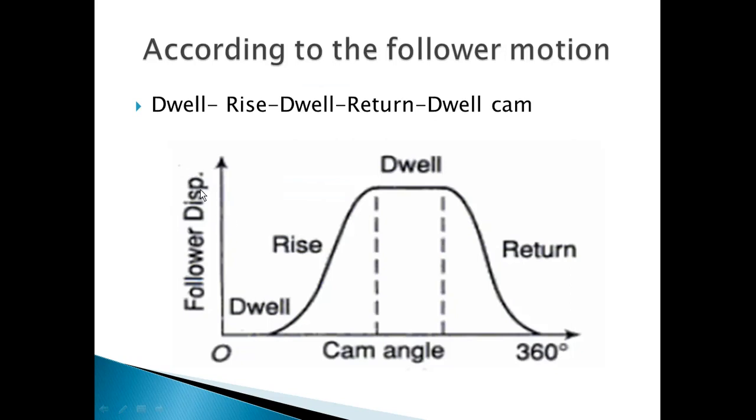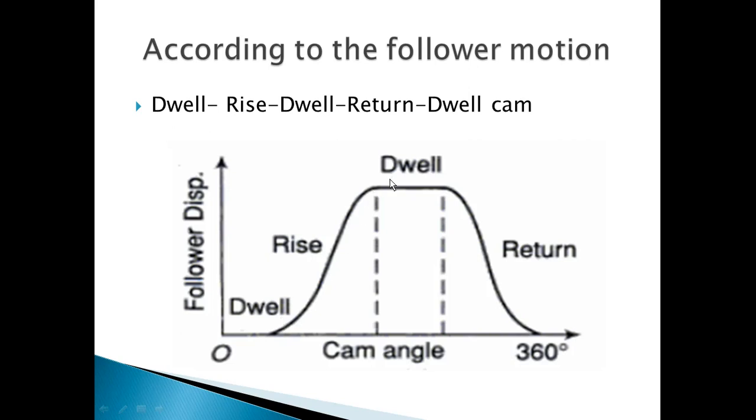So that follower displacement is taken along the y-axis, and we have shown how the follower will move. What is meant by dwell? The period during which the follower does not move up or down is called a dwell period, from 0 to a certain amount of angle. Then from 0 degree of angle, from 0 displacement, it will try to move in an upward direction. That part is called the rise portion.